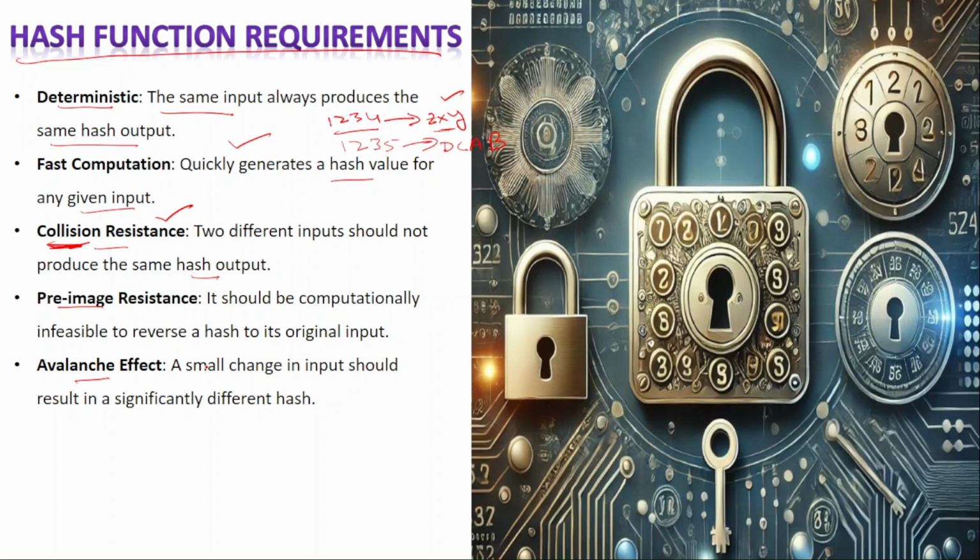Avalanche effect, what does it mean? That a small change in input should result in a significantly different hash. So as I said, I am giving this for example. Actual hash function, as we saw, SHA-256 is 256 bits. So even if you change a single bit, the output will be significantly changed. This thing is known as avalanche effect.